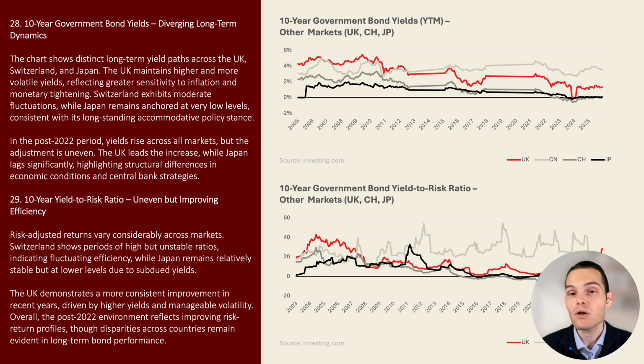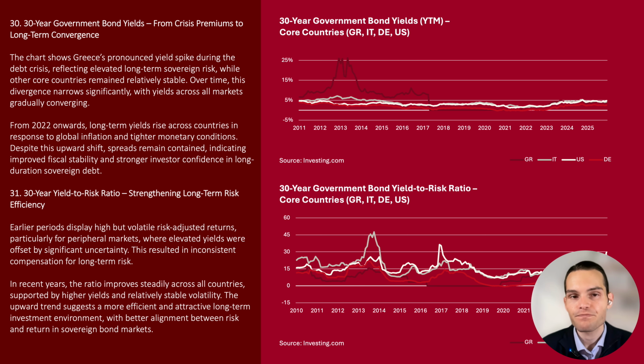Similar patterns can also be observed in the 10-year maturity segment. The UK maintained higher yields while Switzerland showed more moderate movements and Japan maintained exceptionally low yields. Risk-adjusted performance improved more noticeably in the UK.